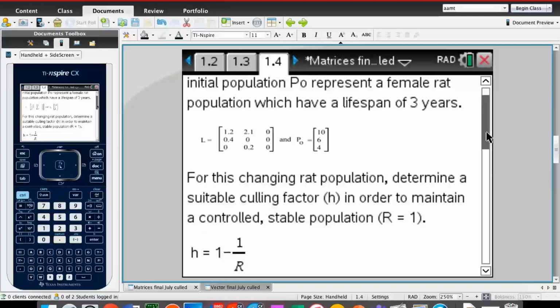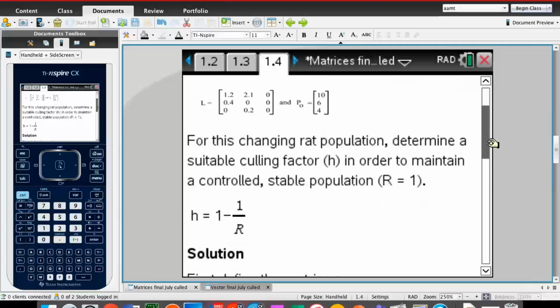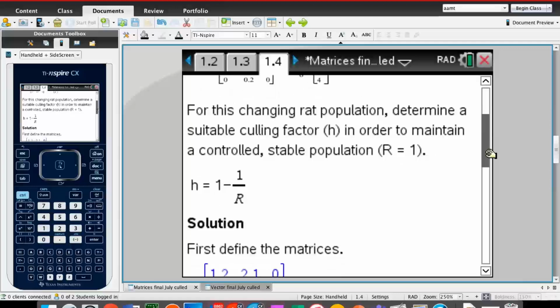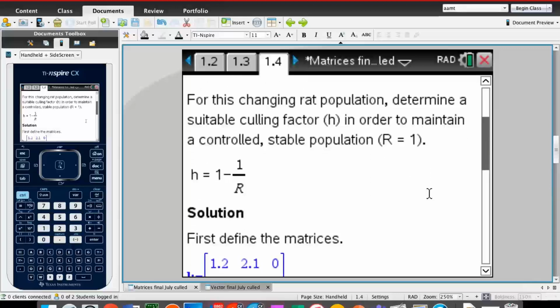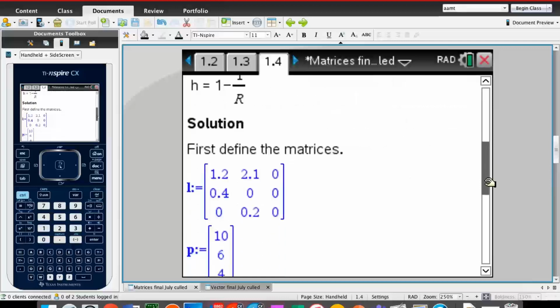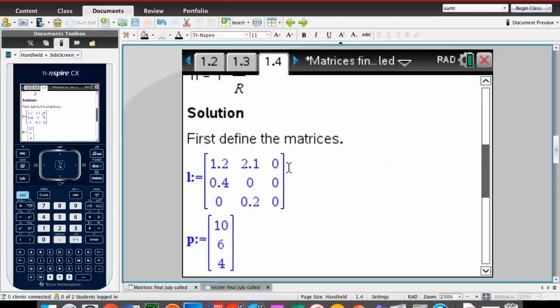So the question is finding what's a suitable harvesting factor or culling factor. So after a 3-year period, how many rats can we take out of the population so that we have a population that ends up being stable? So we can define these matrices again. Once again, it's best to define the matrix using a variable. So I'll just do another example of how we do that.